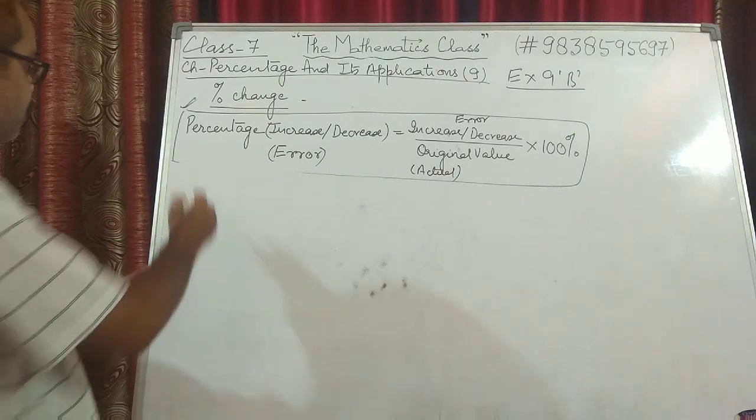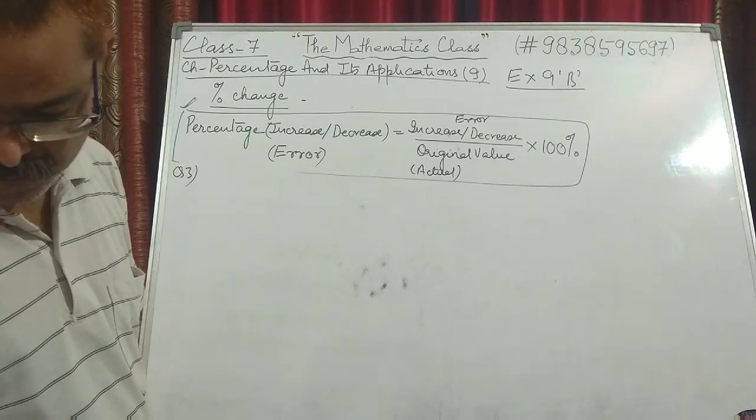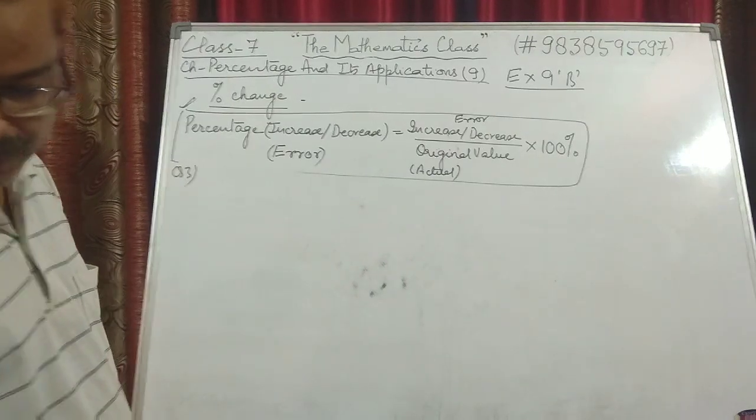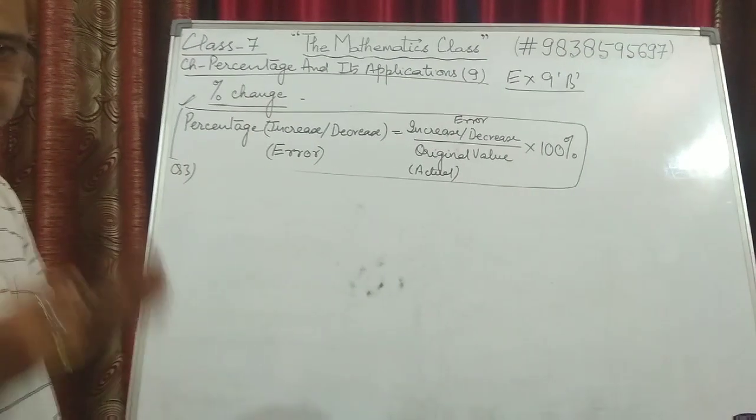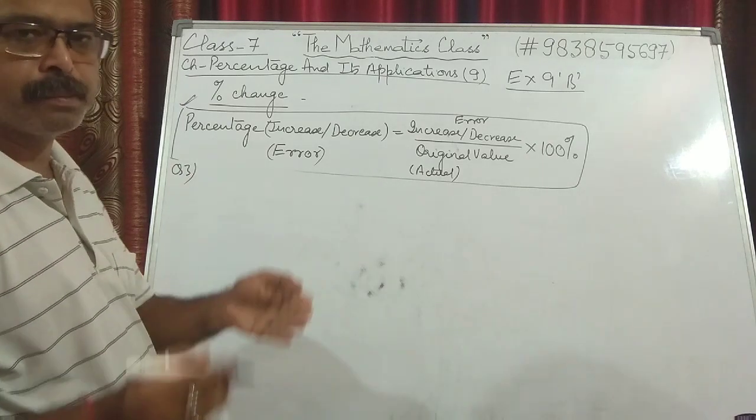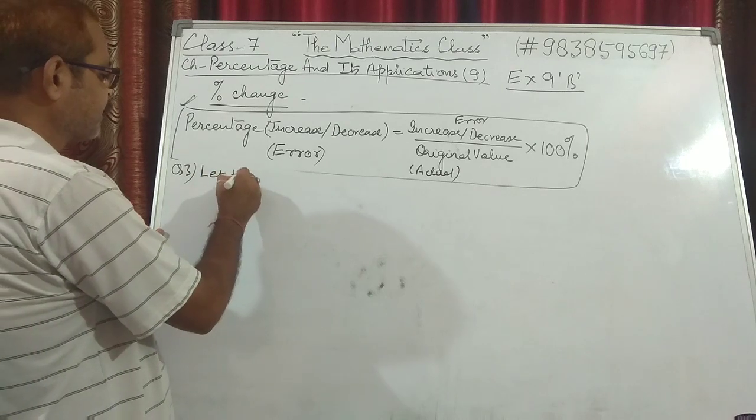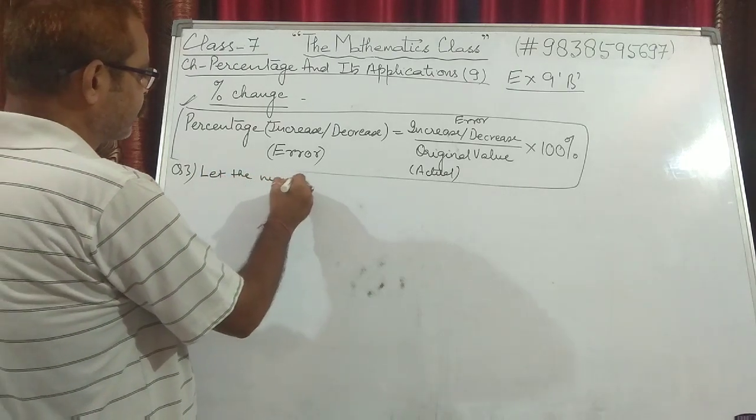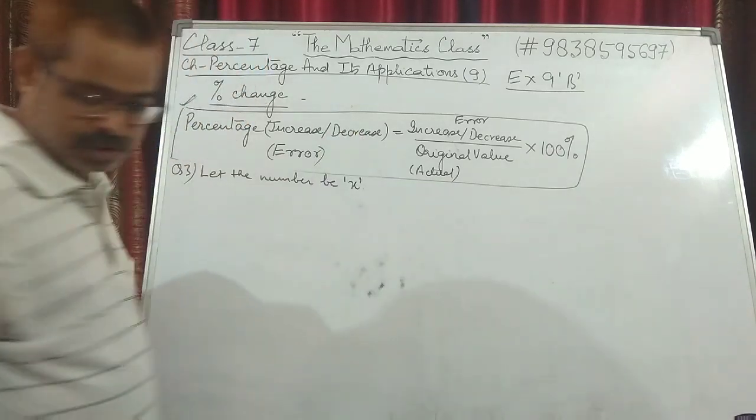Find the number. Question number 3 is: find the number which when increased by 27% becomes 508. So first of all, when you have to find something, assign a variable. Let the number be x.